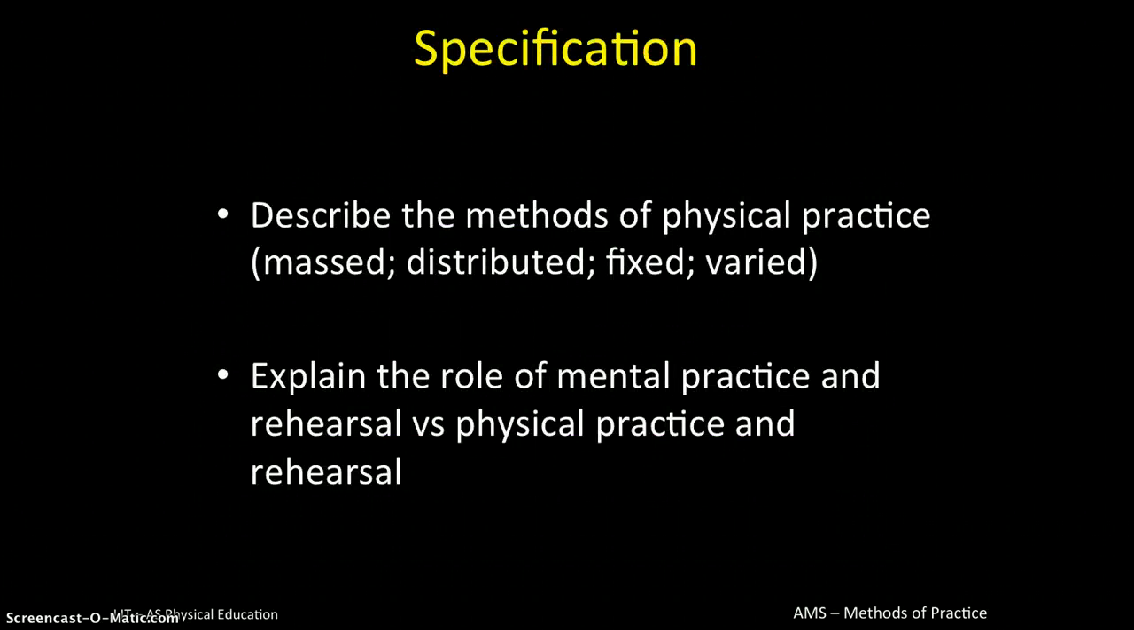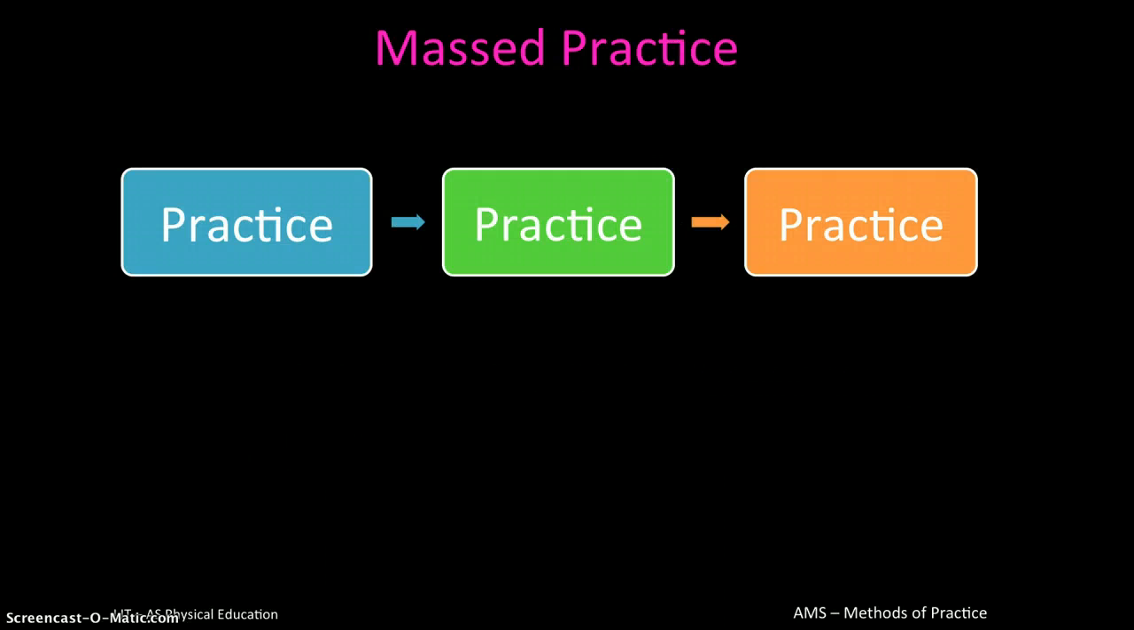Now, the specification says that you need to be able to describe the methods of physical practice. So these are physical practice methods, and there are 4 of them: mass, distributed, fixed, varied. You also need to be able to explain how mental practice and rehearsal can help. So we've got 4 physical practice methods and 1 mental practice method. So let's look at the first of the physical ones, massed practice.